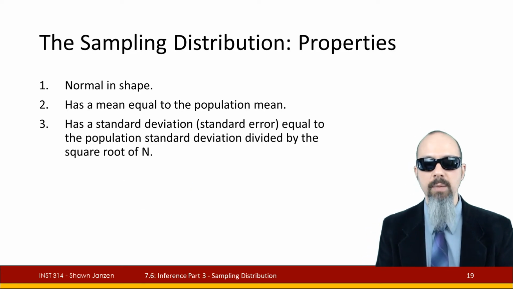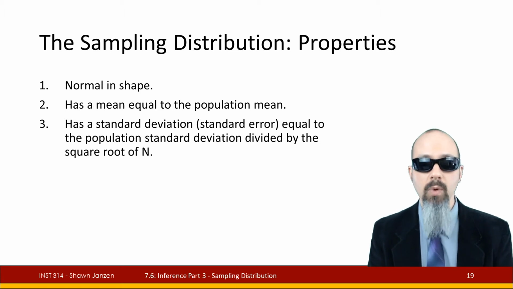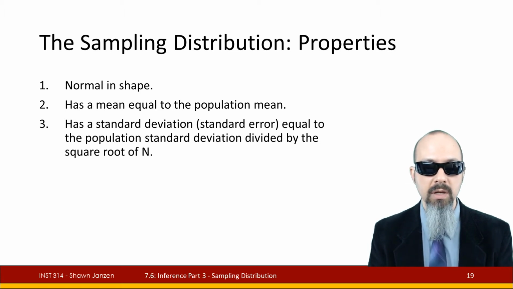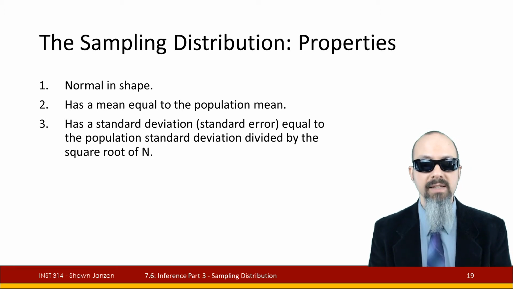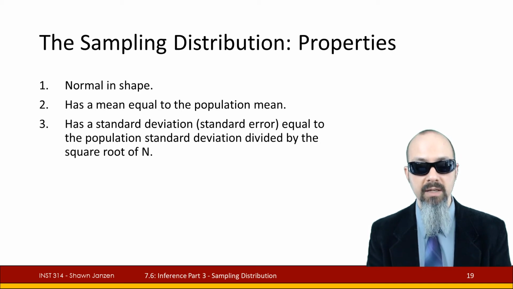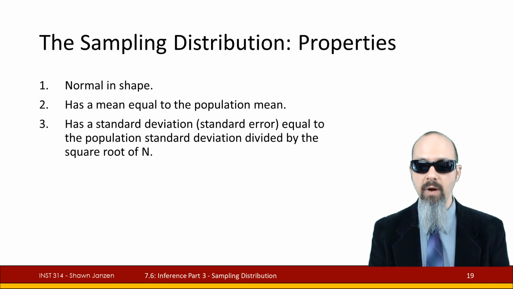So some properties of the sampling distribution are that it's normal in shape. It has a mean equal to the population mean. The more observations you have in your sampling distribution, the closer your mean is going to become to the population mean. And it has a standard deviation that we're going to call the standard error, equal to the population standard deviation divided by the square root of n. Remember, in a sample we do standard deviation divided by the square root of n minus 1 to be more conservative. But the sampling distribution approximates the population distribution, which is why it is so important and why we can use this for all of our inferences.